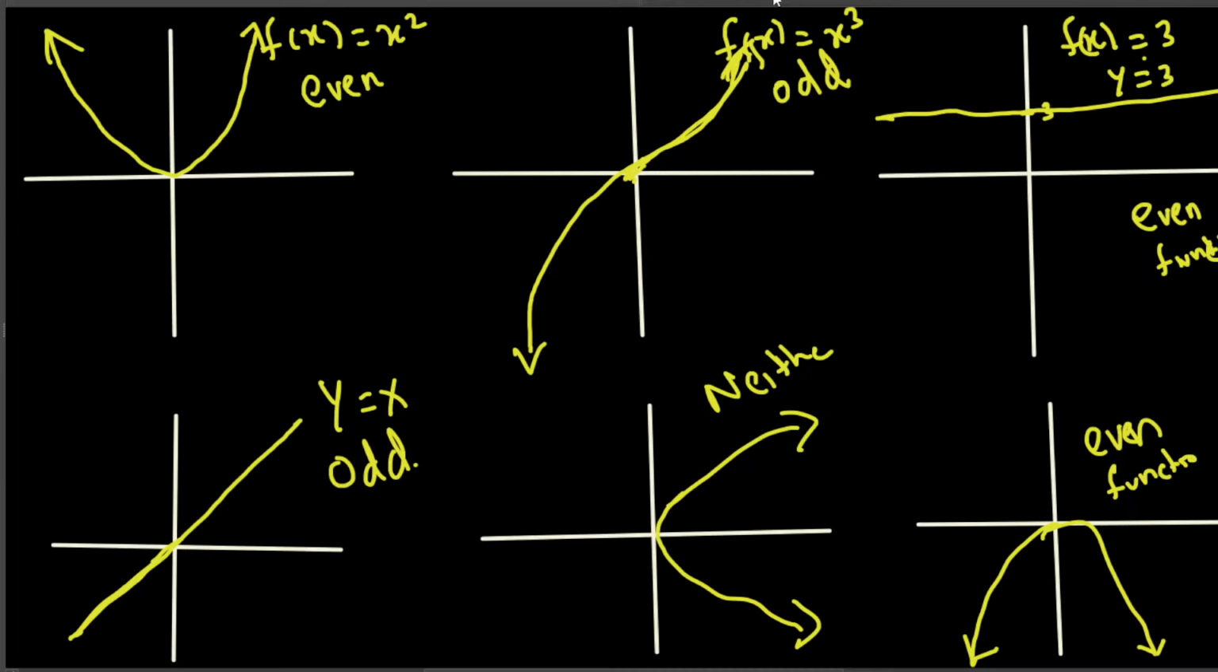Now let's look at some more graphs. Let's say we have a graph like this. Okay, it goes up and then goes through the origin, and then it goes like this. Is this an even function, odd function, or neither?